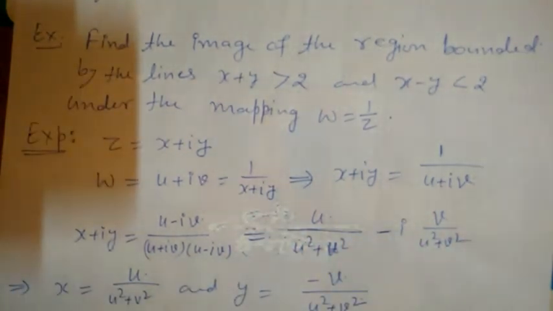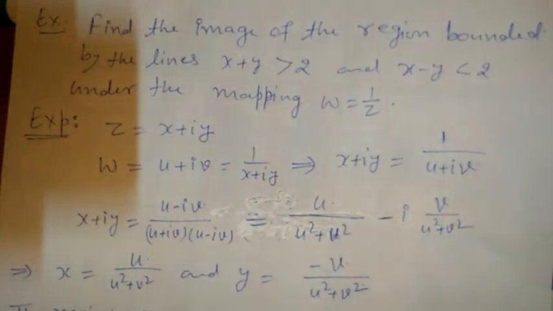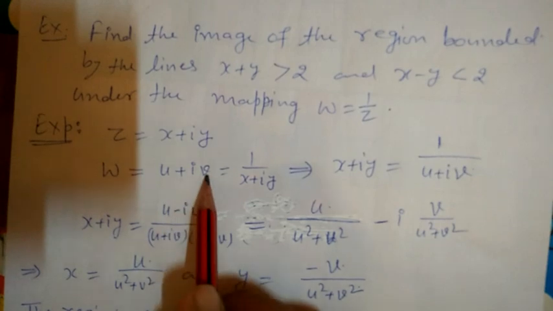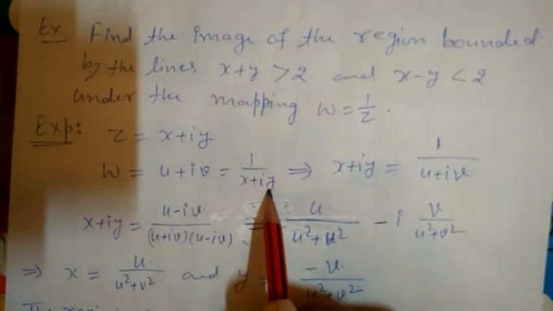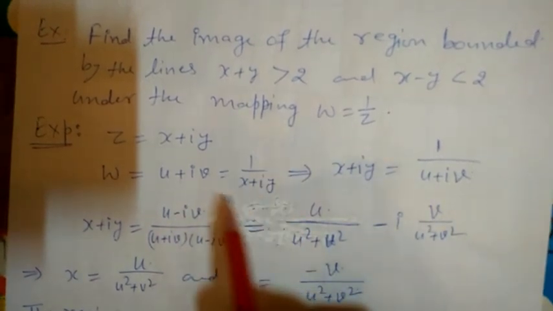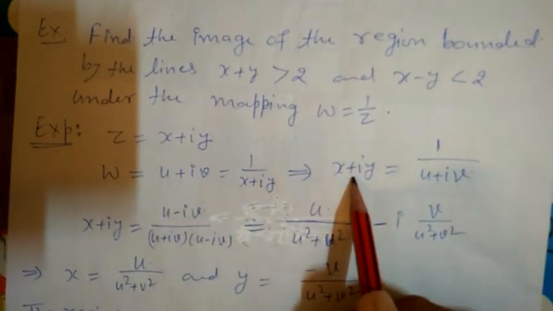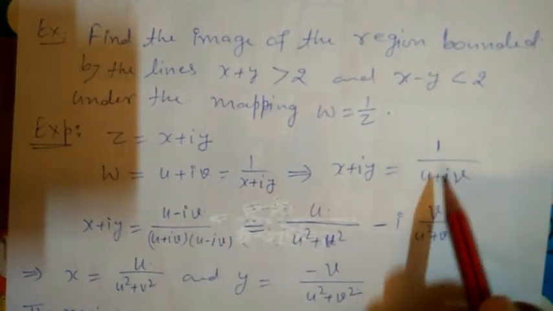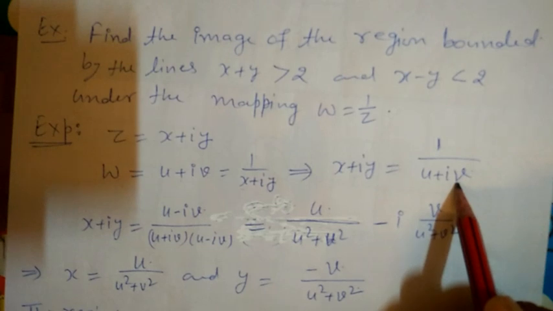So when we compute the image of the given problem, the complex number Z is equal to x plus iota y, and we know that W is equal to 1 upon Z, that is, W is equal to u plus iota v is equal to 1 upon Z, which means x plus iota y. Or we can write this expression in the form x plus iota y is equal to 1 upon u plus iota v.